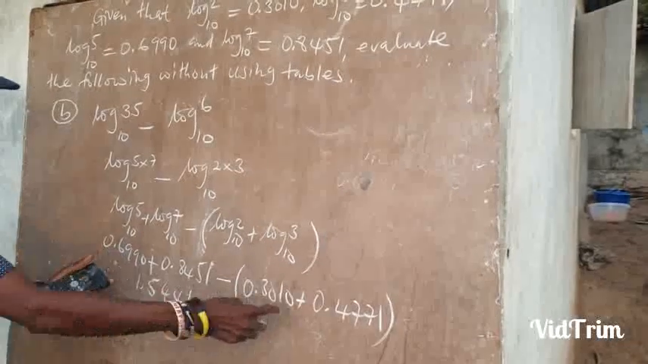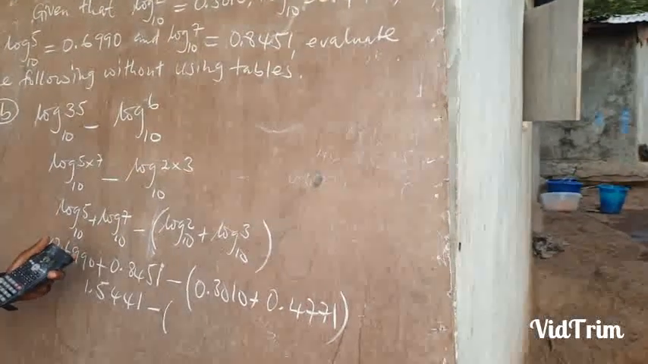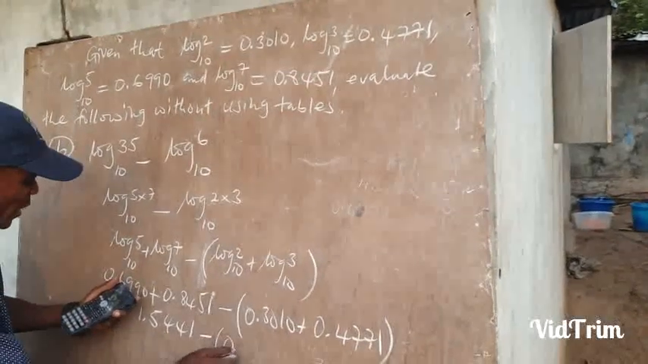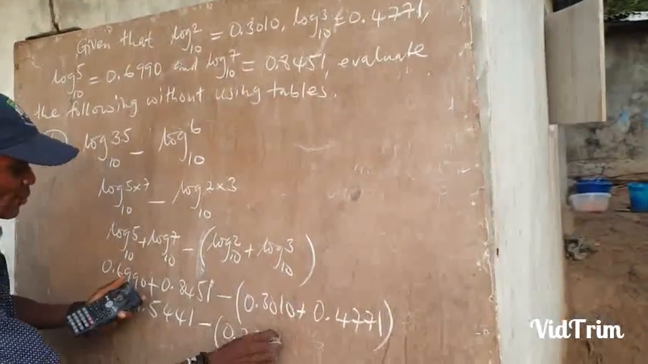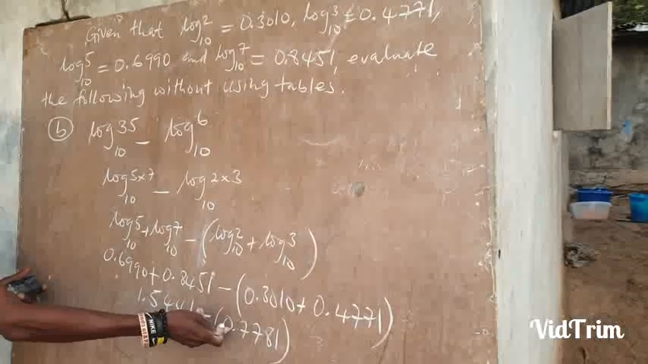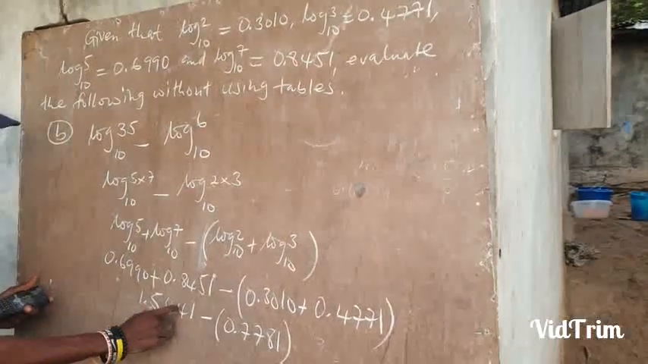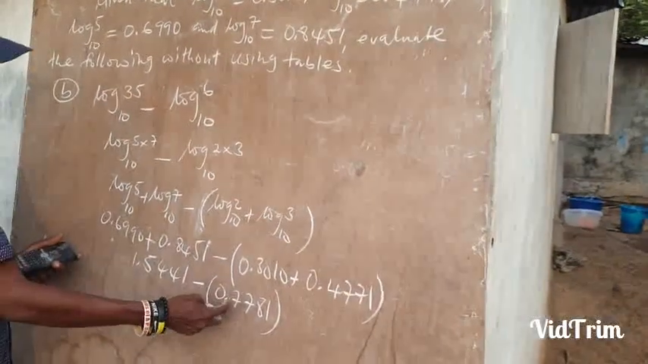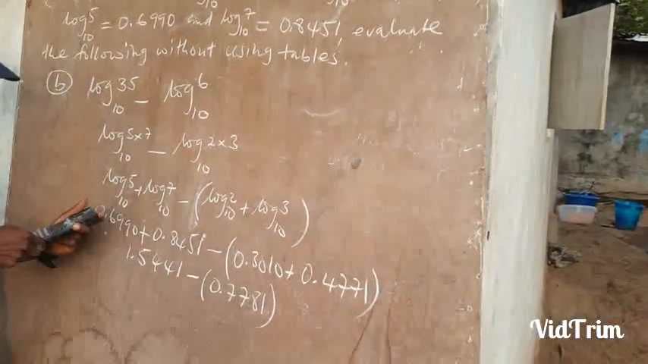0.3010 plus 0.4771. That will give us a figure of 0.7781. Now you are seeing subtraction. That means you are subtracting this figure minus this figure: 1.5441 minus 0.7781.